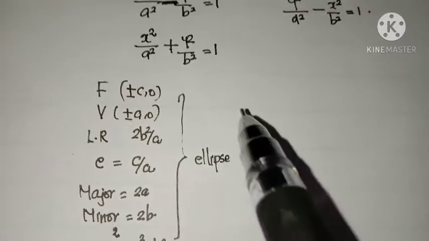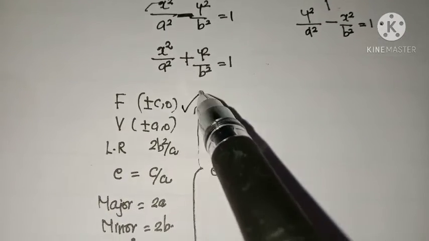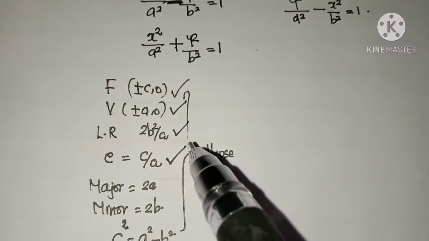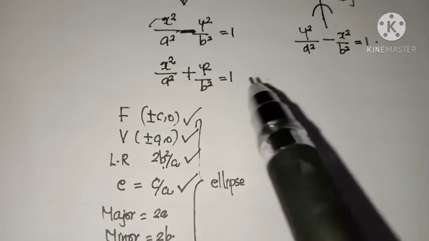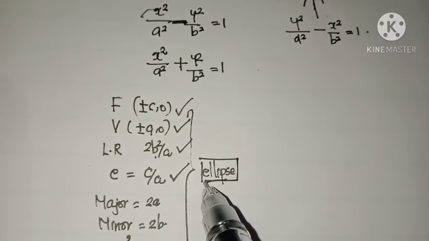Now listen, in the case of hyperbola, there is no change in foci, vertices, latus rectum and eccentricity. So these are the same as what? Ellipse. Same as ellipse.